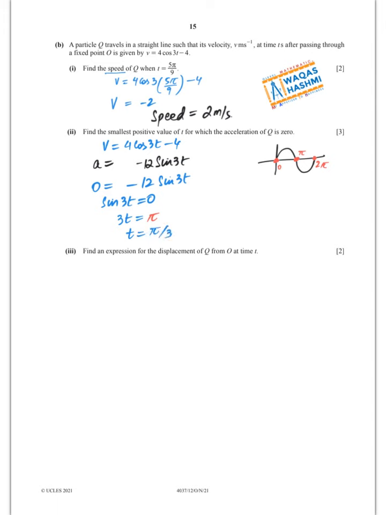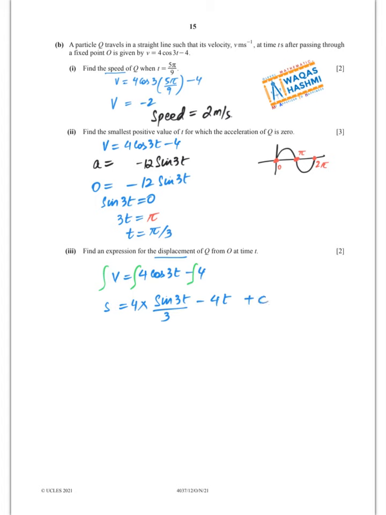In the last part, find the expression for displacement. All right, we have the velocity expression, that is v is equal to 4 cos 3t minus 4. To find out displacement from velocity, you need to integrate that function, right? And the integral of velocity is displacement. The integral of cos 3t will be sine 3t divided by 3, times 4 as it is, minus 4t plus c.